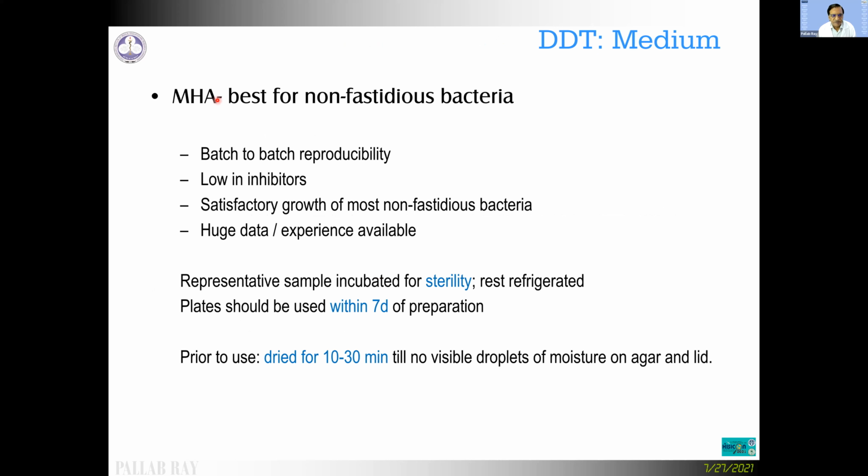Coming to the medium, Mueller Hinton agar, which was not primarily standardized for drug susceptibility testing, has been found to be the best for non-fastidious bacteria. There are multiple reasons for that. It has fantastic batch-to-batch reproducibility. It's very low in inhibitors, shows satisfactory growth of most non-fastidious bacteria, and we have a huge amount of data and experience available with Mueller Hinton agar.